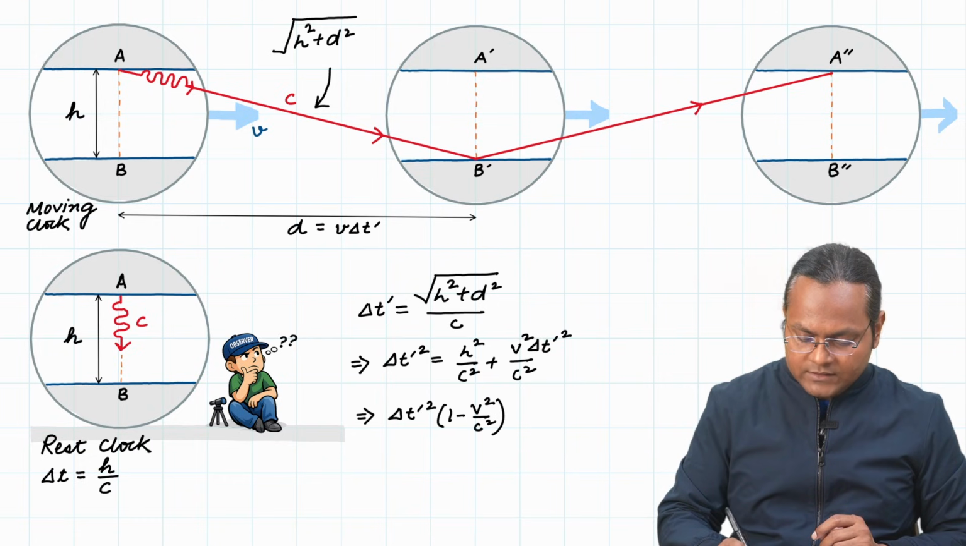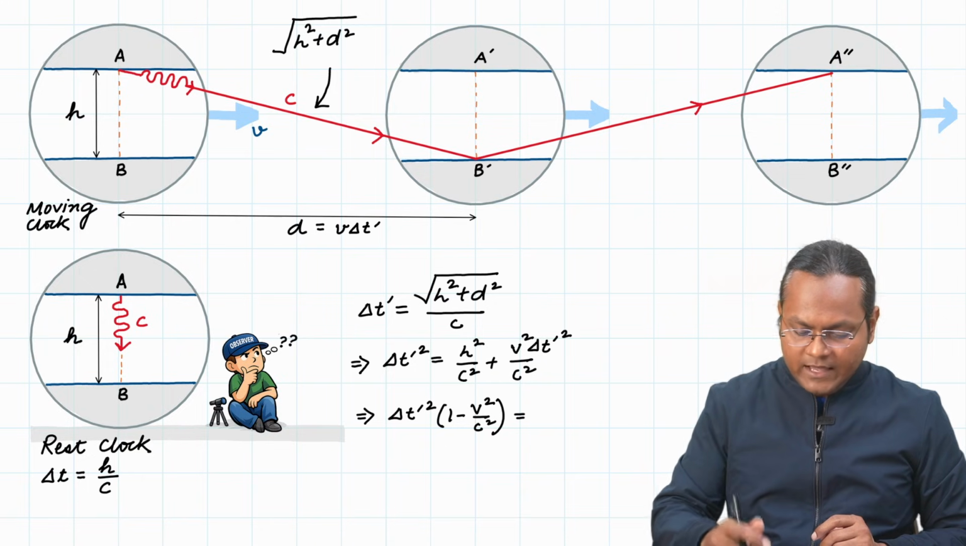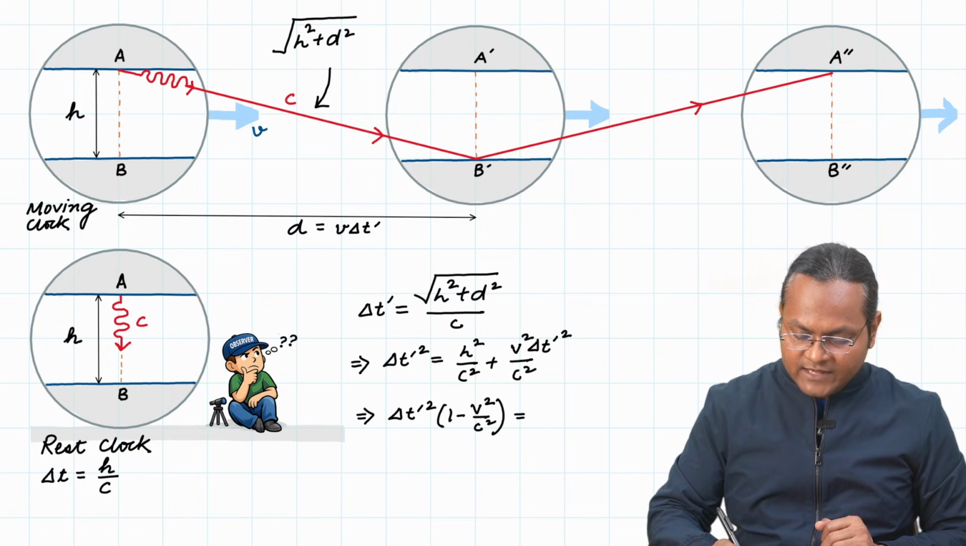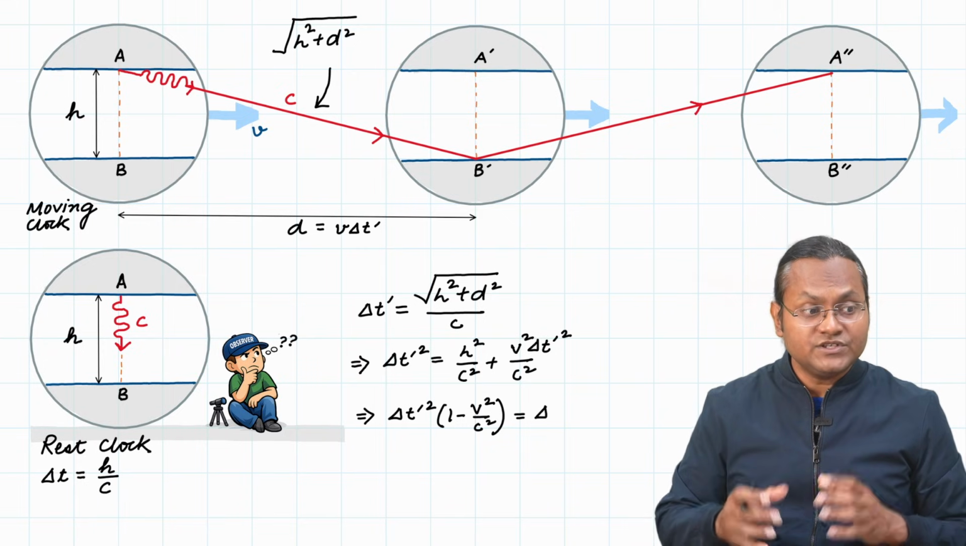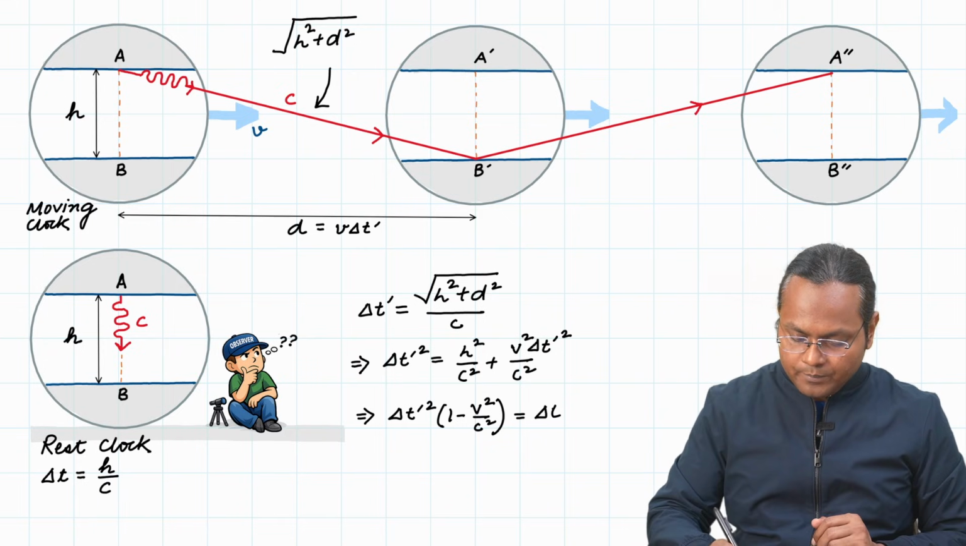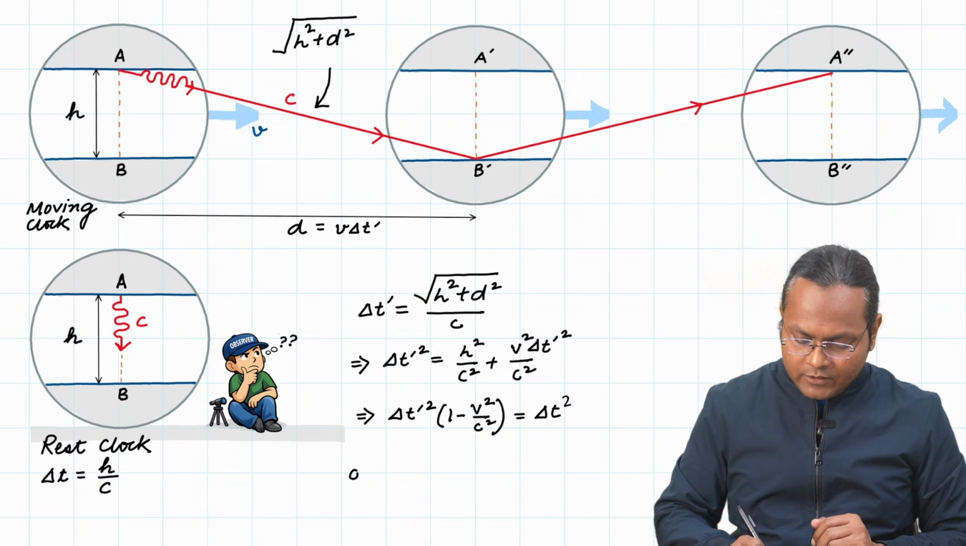I take the third term to the left hand side. h squared upon c squared is what? The time period between two bounces in the rest clock. And there you have it.